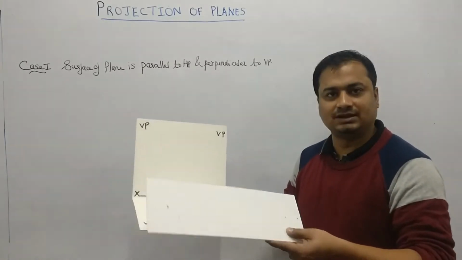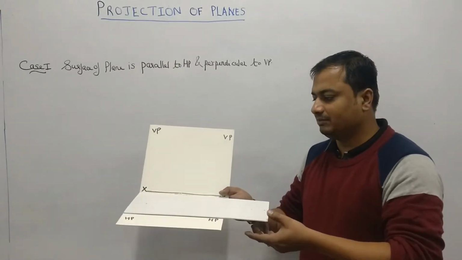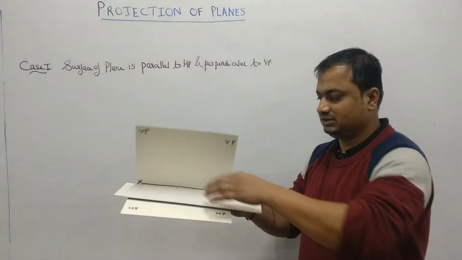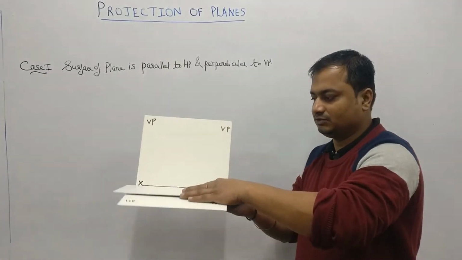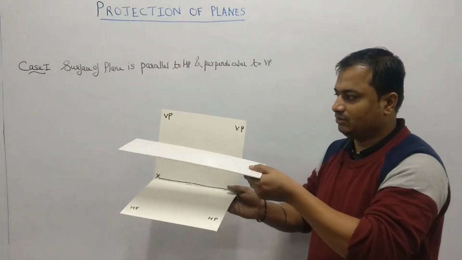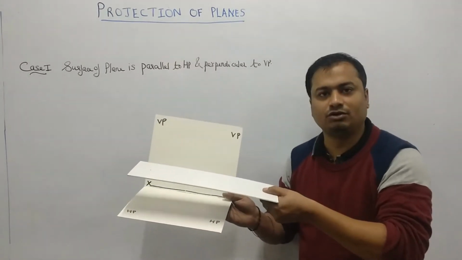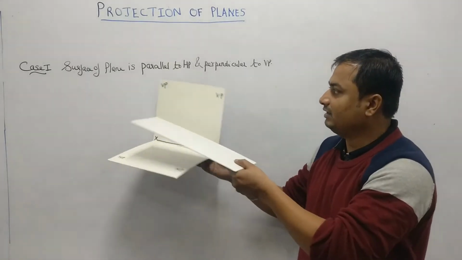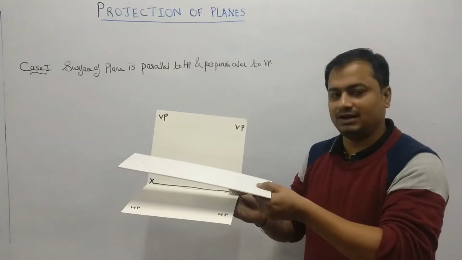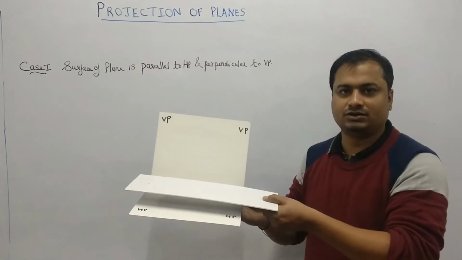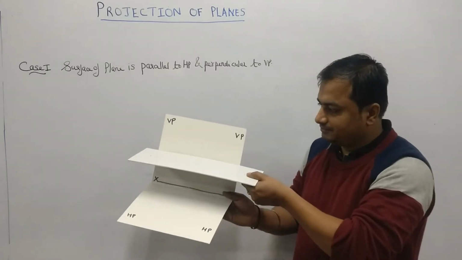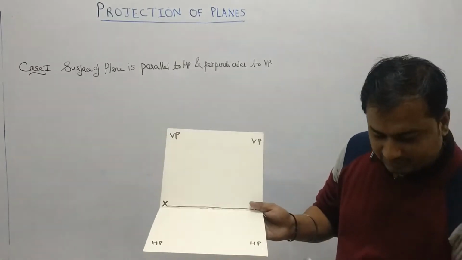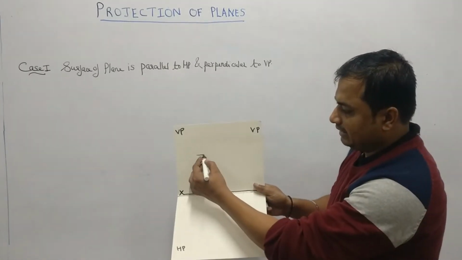So this is the first simple case of the plane when the plane is resting like this. This is the surface of the plane. Now the surface is parallel to HP and perpendicular to VP. So what will be the front view and top view for this rectangle when the surface is parallel to HP? What is the front view and what will be the top view? When we see from the front, we will be getting a line like this.